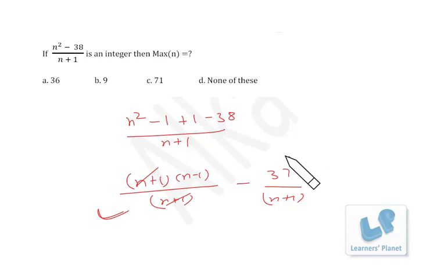So we want this to be an integer. So n plus 1 should be a factor of 37. Now 37 is a prime number, right? So n plus 1 can take only one value, that is 37, right? So n has to be 36. So the maximum value n can take is 36, right? So this problem is simple. I hope it is clear to you.